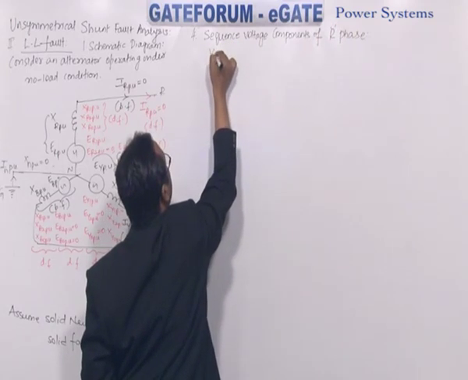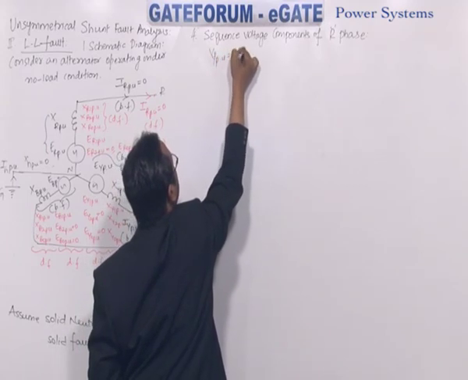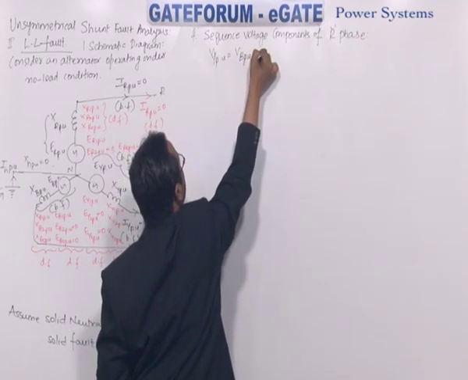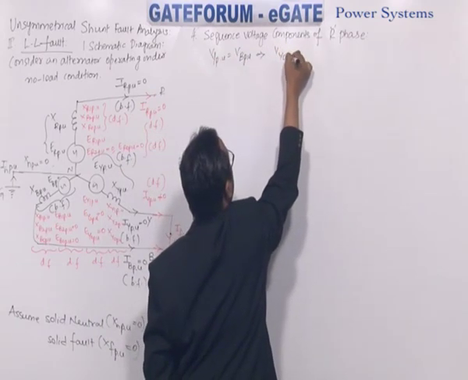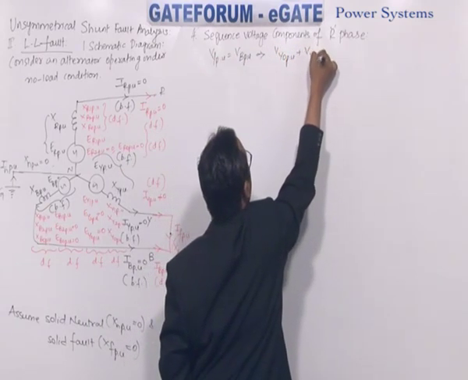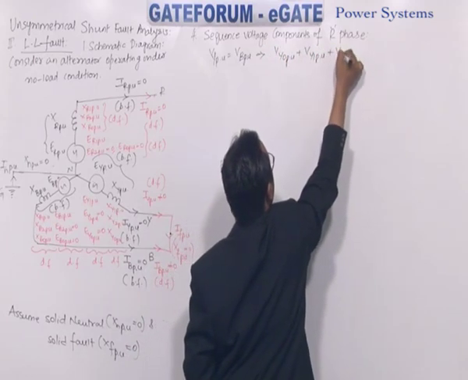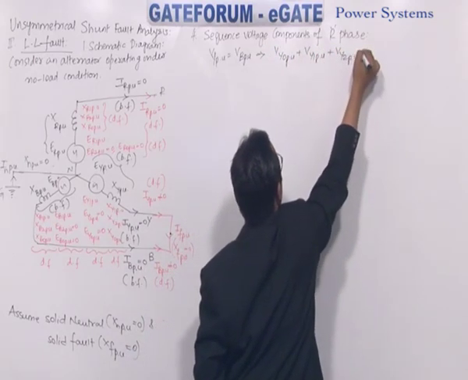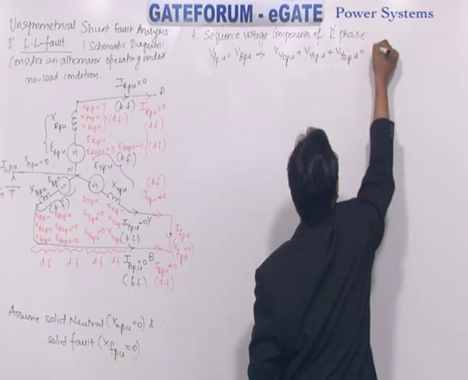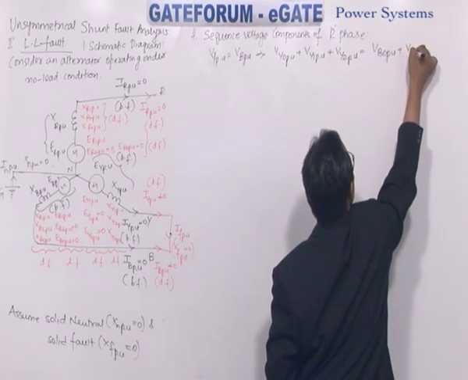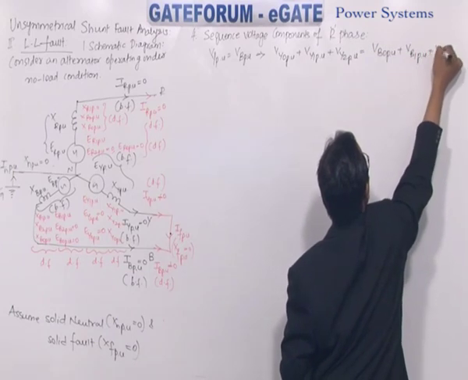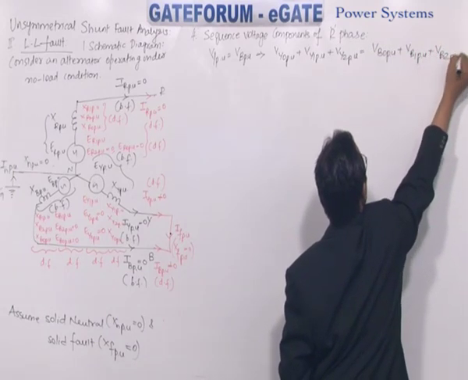So first we may write for this, what about Vy per unit? Same as Vb per unit. What is Vy? Vy0 plus Vy1 plus Vy2. What about Vb? Vb0, Vb1, Vb2.